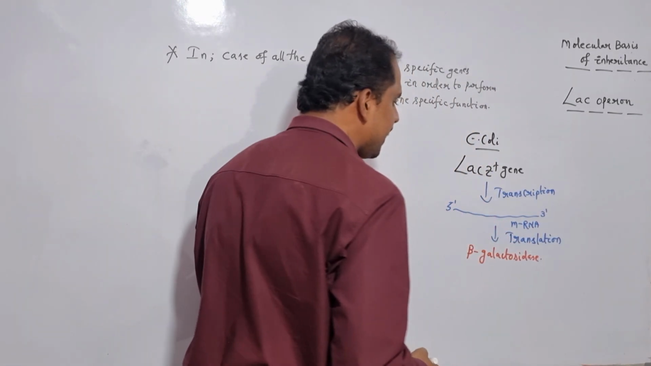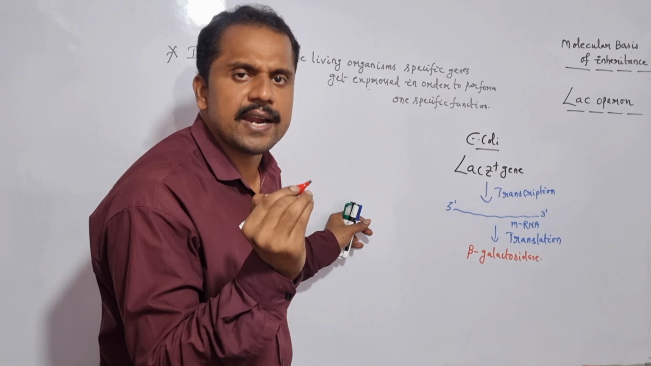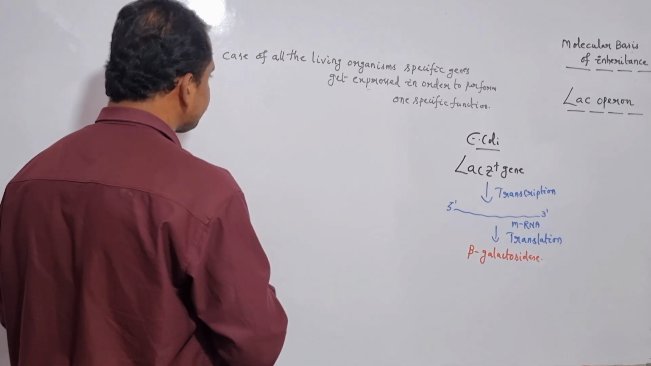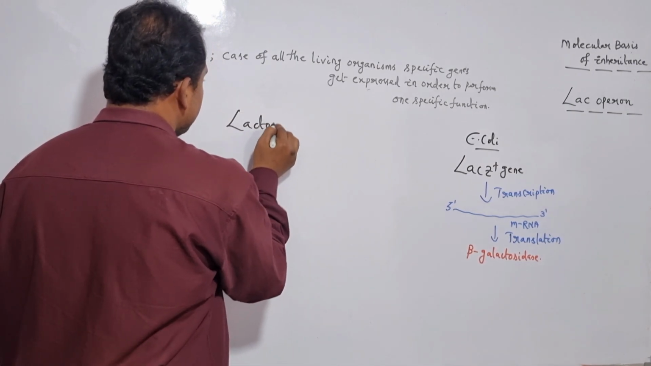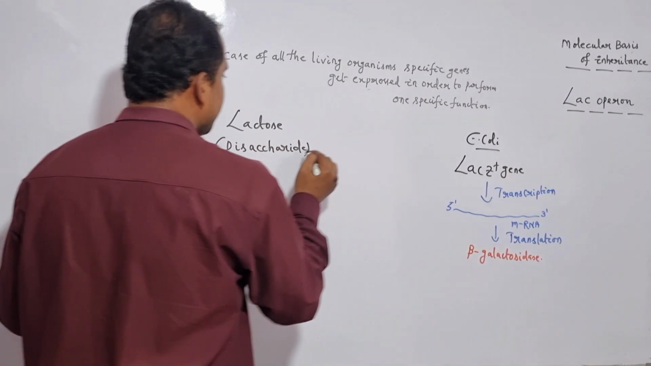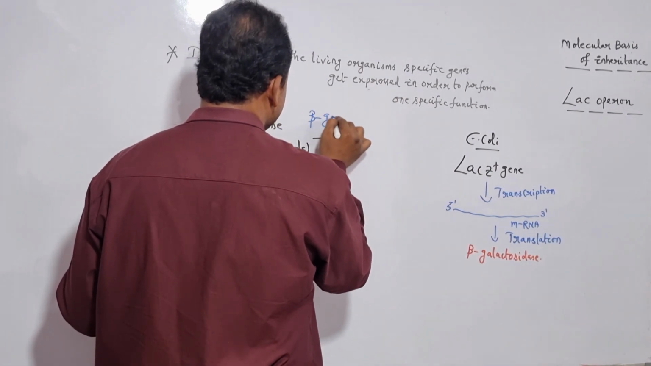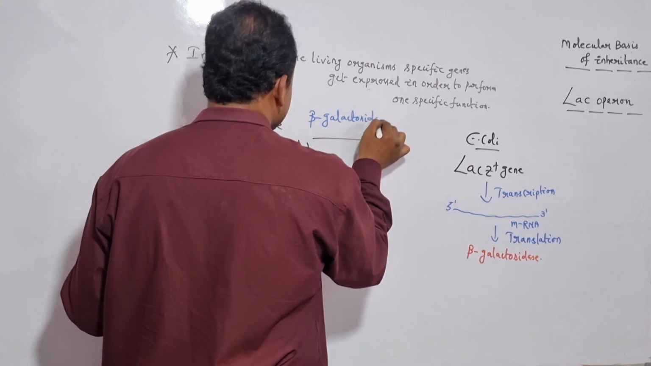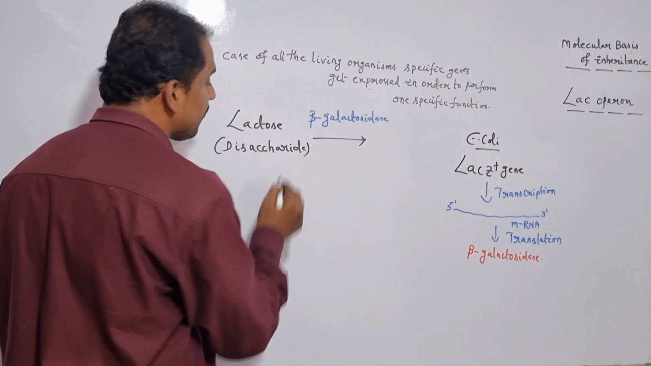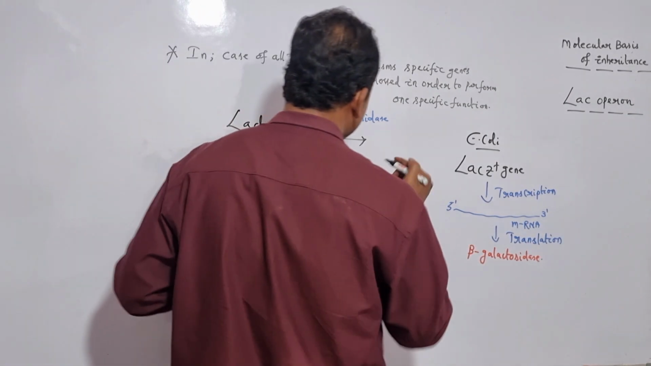So here what is the role of beta galactosidase here? Beta galactosidase, it is the specific enzyme which is responsible for regulating the hydrolysis of lactose into glucose and galactose. Is it clear? So let me write it here. Lactose, which is a disaccharide, it undergoes hydrolysis in the presence of an enzyme known as beta galactosidase. So here beta galactosidase, it is the enzyme which is responsible for regulating the hydrolysis of lactose into glucose and galactose. Is it clear? Glucose and galactose.